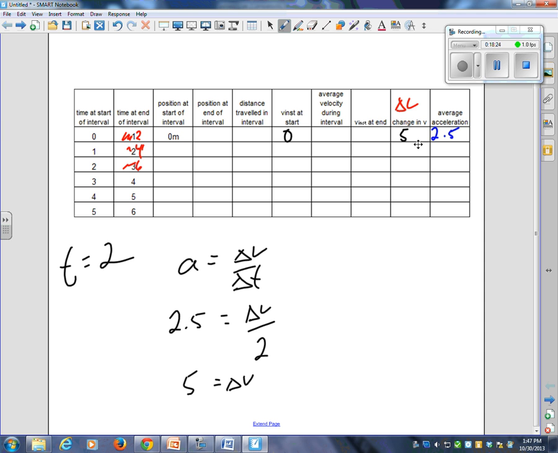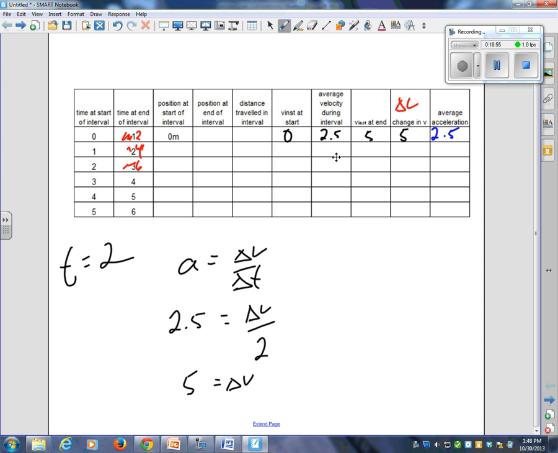is the value at the end? 5. Jason's already answered the question, even though I haven't asked it yet. What's the average velocity? 2.5. Excellent, Jason. He's a mind reader. Okay, now, why is the average 2.5? Between 0 and 5, the average is 2.5.